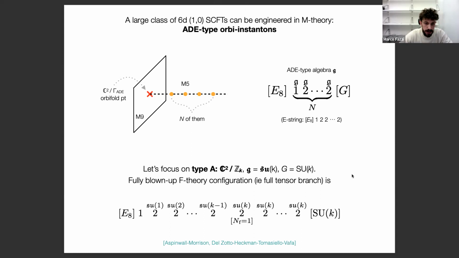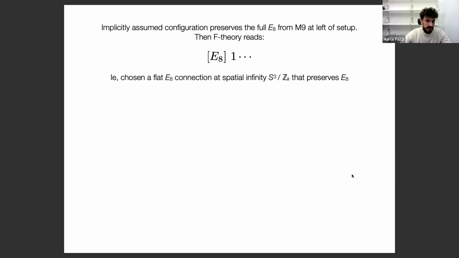Now, the fully blown up F-theory configuration, so the full tensor branch of this theory, looks like so. And you see that here on the left, I'm writing E8. However, this implicitly assumes that the configuration in F-theory that comes from M-theory close to the M9 wall preserves the full E8 gauge symmetry associated with the wall. In other words, I've chosen a so-called flat E8 connection at the spatial infinity S3 that surrounds the orbifold point.